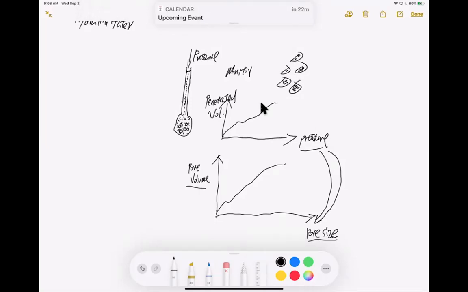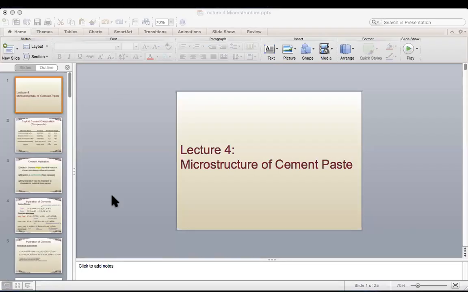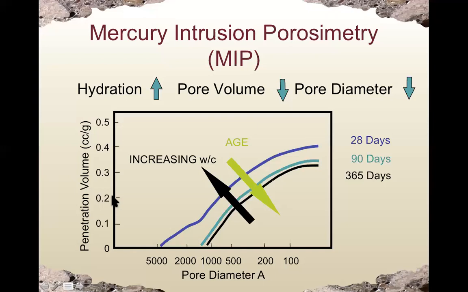Okay, so MIP is a powerful method we can use to study the microstructure of cement and also other materials. Okay, this is not the focus of this class. In graduate level class CEE375, which will be delivered every spring semester, we will discuss in detail different types of microstructure analysis methods, including MIP. Okay. So this is MIP method.